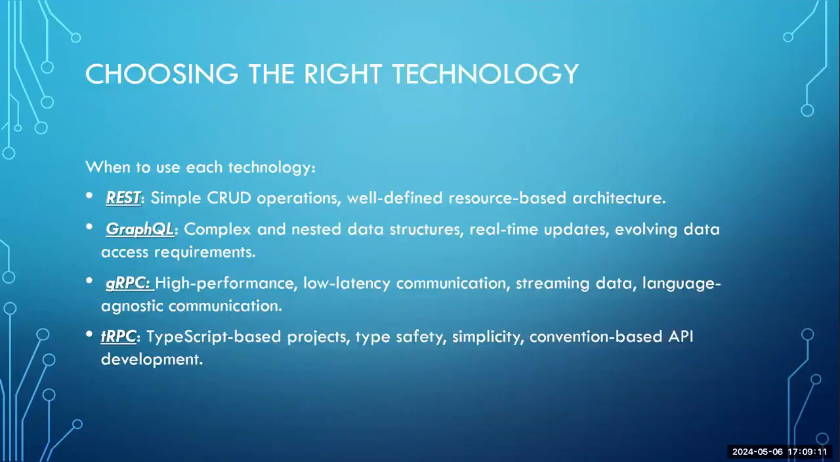REST, or representational state transfer API, is ideal for simple CRUD operations and well-defined resource-based architectures. GraphQL, on the other hand, is perfect for fetching complex and nested data structures with a single request, avoiding overfetching or underfetching of the data. gRPC, or Google's remote procedure call framework, is best suited for high-performance, low-latency communication in microservices architectures, especially when handling streaming data. Lastly, tRPC, a TypeScript-first framework, is great for TypeScript-based projects that prioritize type safety and developer experience.